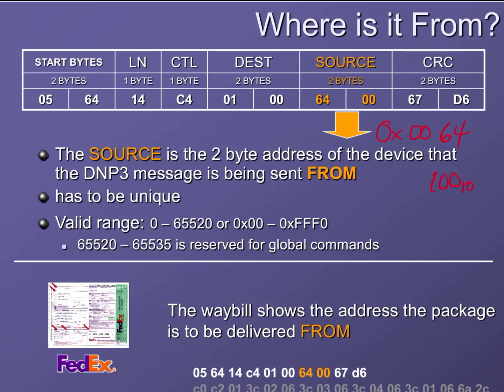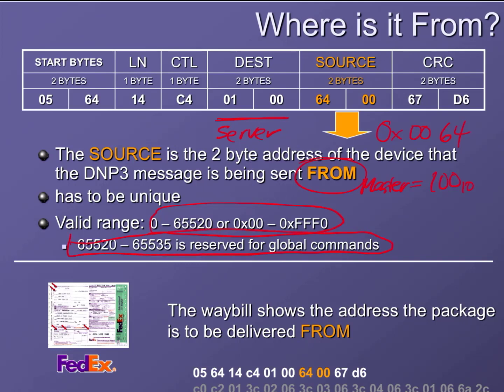And because DNP allows multiple masters, we have to have a unique address for the master now. So every DNP message is going to have both a server address and a master address in it. It's just that when it comes to requests, the destination is going to be the server, and when it comes to a request, the source address is going to be the master. Okay, so it's the from address, right? We have the same range of addresses that we did for the servers, and we have reserved addresses, right?